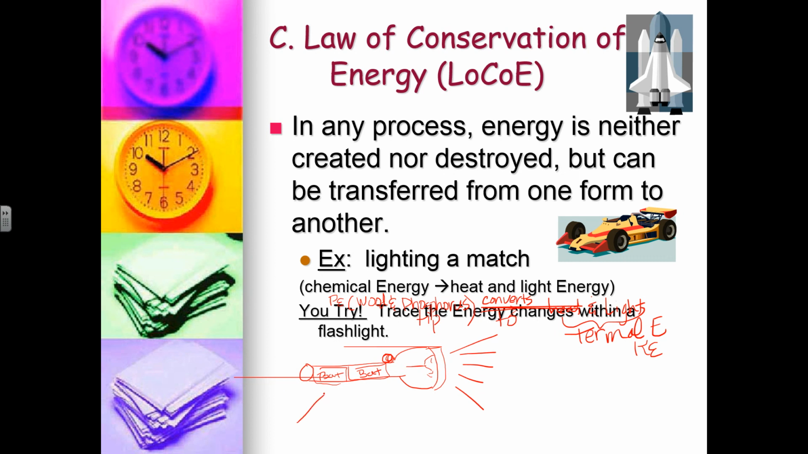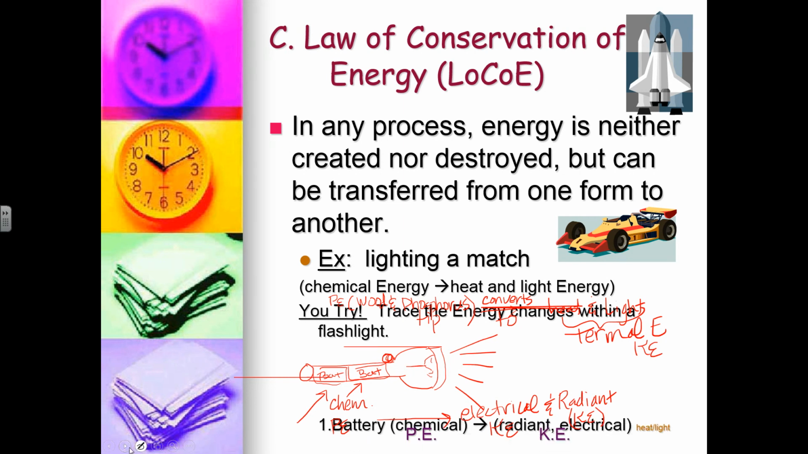First off, in the batteries, you have chemical potential energy. When you turn it on, it changes to electrical, because the electricity starts to flow, and it's kinetic. And then, hopefully you also said radiant, because there's light, and that's kinetic. It's moving, it's radiating, thermal energy. So you can account for the energy transformations that occur.